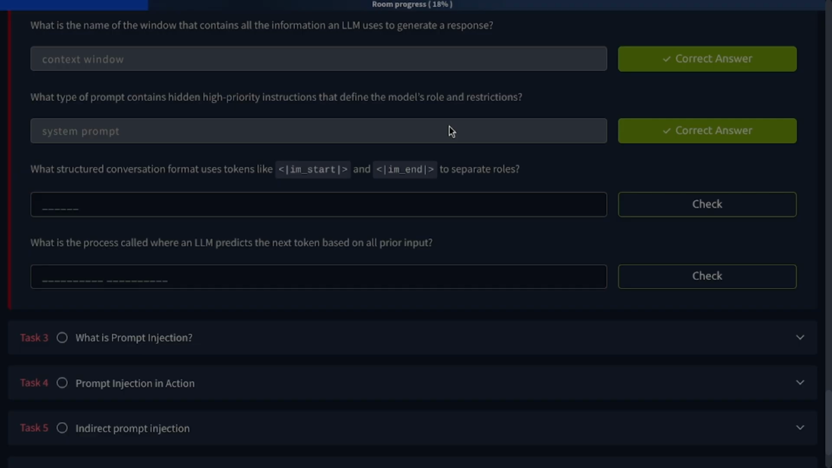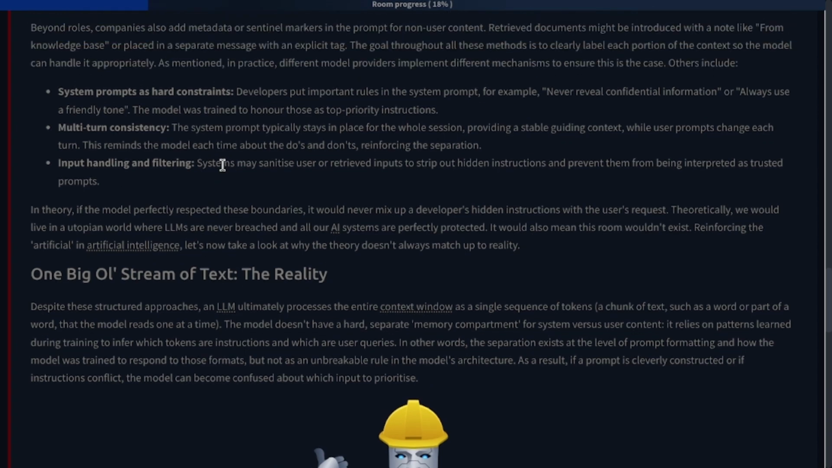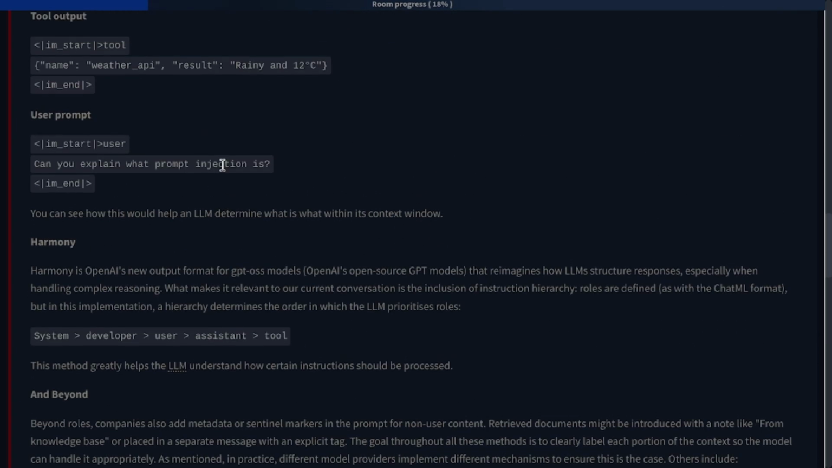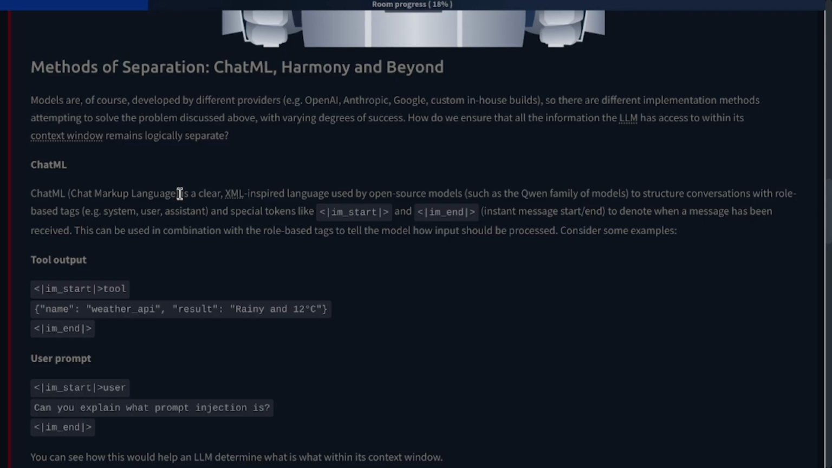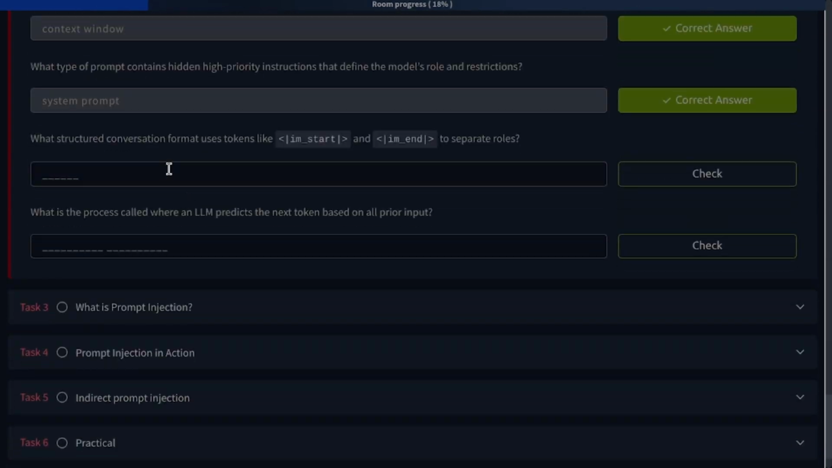What structure format uses tokens like im_start and im_end to separate the roles? It's ChatML, which is a chat markup language. So this should be the answer.